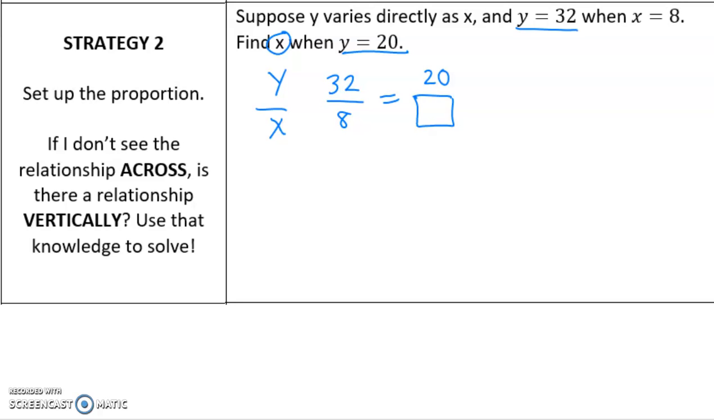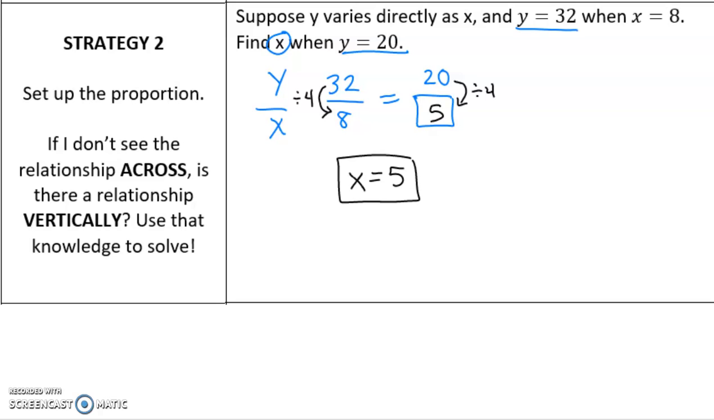Since I'm missing the bottom, I'm looking for, do I know how to get to the bottom? So 32, I know divided by 4 gets me to 8. Sweet. If I do 20 divided by 4, that gets me my missing piece here. So X is 5 when Y is 20.